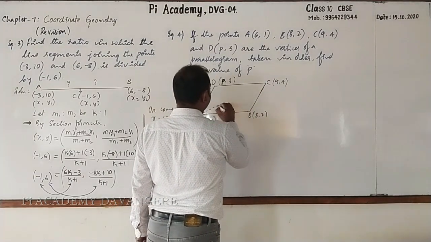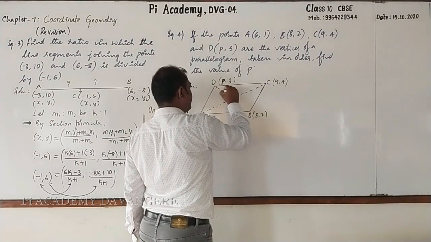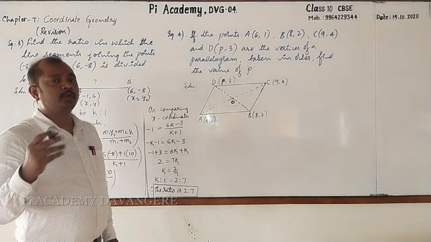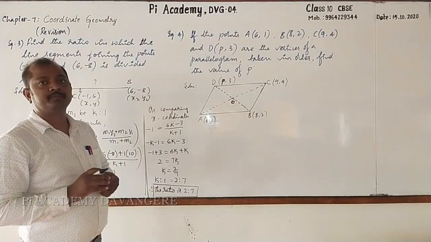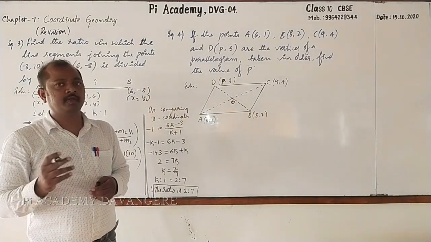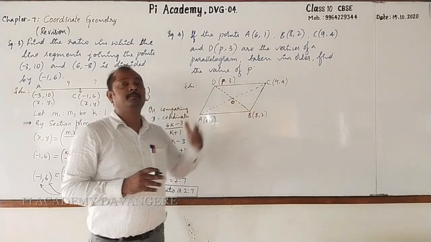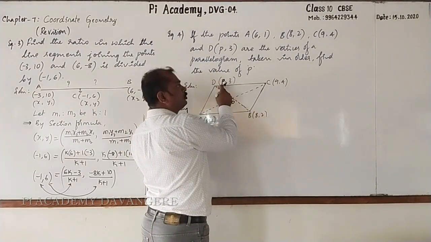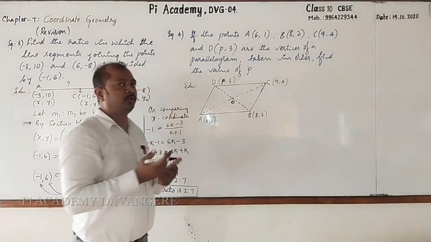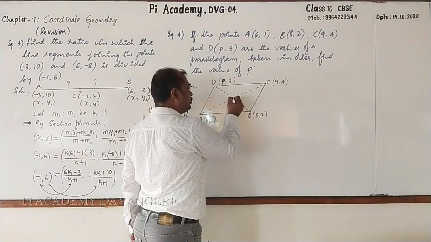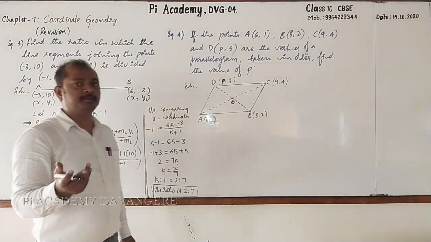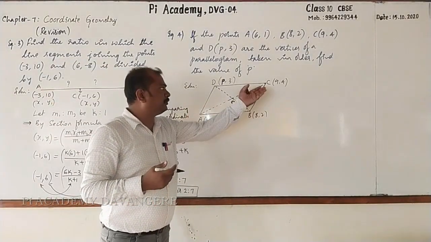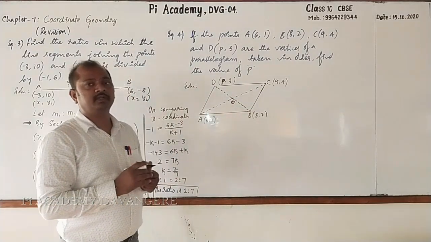Here, let us join AC and DB, which intersect at point O. Could you tell the property related to diagonals of a parallelogram? Very good. Diagonals of a parallelogram bisect each other. That means AC will divide BD into two equal parts, and BD will divide AC into two equal parts. Then what do you say about O with respect to AC? It is the midpoint. And with respect to BD, again the midpoint. As the midpoint of both the diagonals is the same, we can go for equating them.